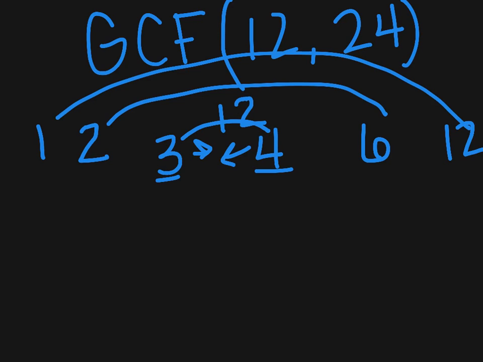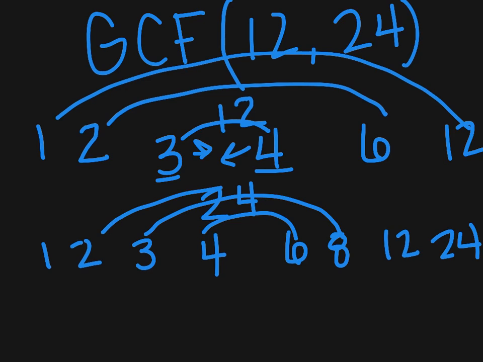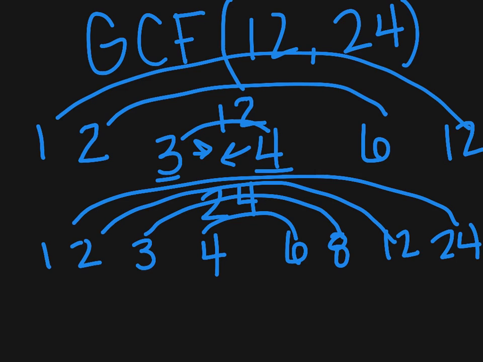Next, I'm going to do the same thing for my second number, 24. I know 1 times 24 is 24, 2 and 12, 3 and 8, and 4 and 6. The only number left between 4 and 6 is 5, and I know 5 is not a factor of 24, so my factor rainbow's done. I can double check by connecting my pairs and making sure that they all result in the correct number.